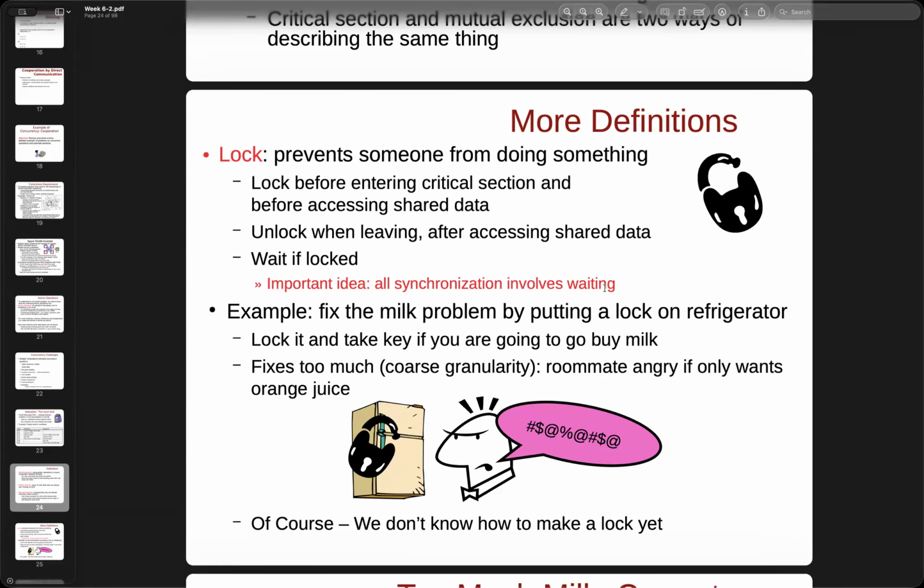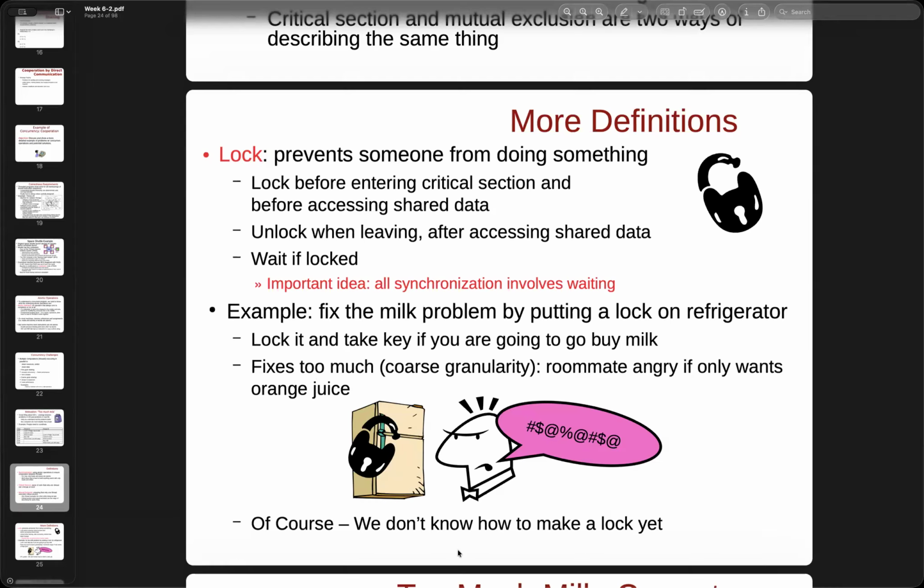All of synchronization involves waiting. So how can we fix the milk problem? By putting a lock on the refrigerator, the fridge. Let's say we lock it and take the key if we're going to buy milk. When I check, if I'm going to buy, then I lock it. That guarantees it, but the roommate will be angry if they only want the orange juice. How about this? Too much milk.